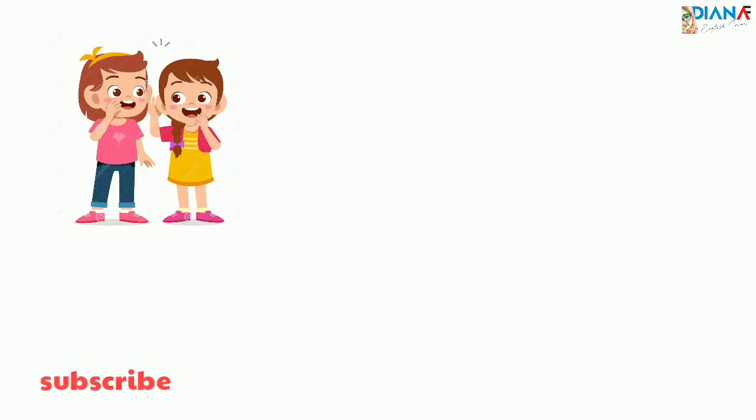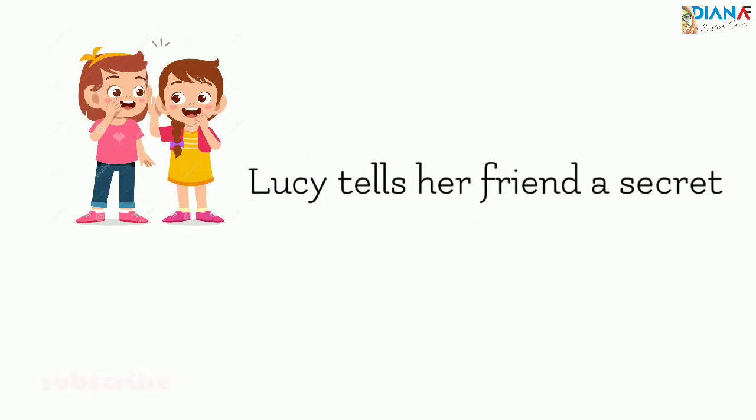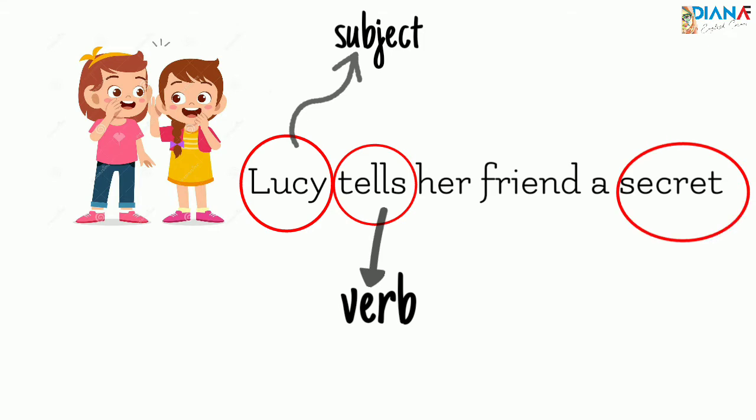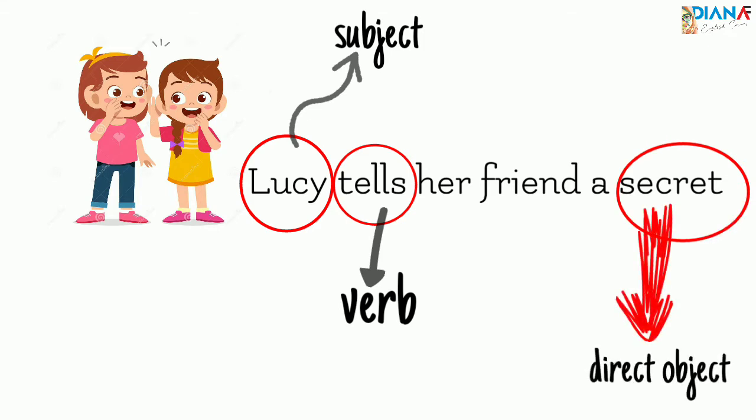Another example, Lucy tells her friend a secret. Now, let's find the subject and verb. So, our subject here is Lucy, and our verb is tells. Now, let's make a question using what. Lucy tells what? Or you can use, what does Lucy tell to her friend? The answer is a secret. Therefore, secret is the direct object.